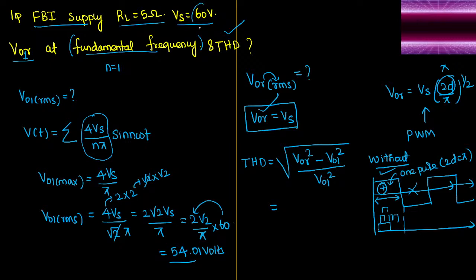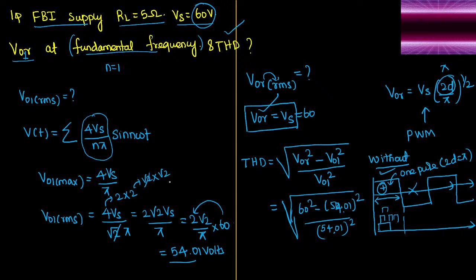54.01. Actual output voltage V0 RMS is equal to supply voltage. Supply voltage is 60, so this will be equal to 60. Let us substitute all the values here. It will become 60 square minus 54.01 whole square, divided by 54.01 square, keeping all the terms under root. How many of you got the answer?